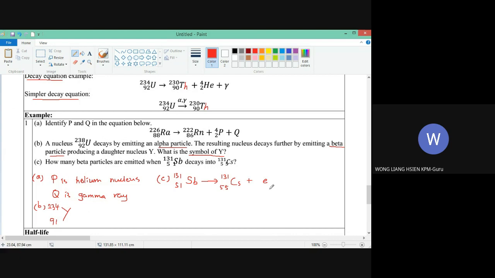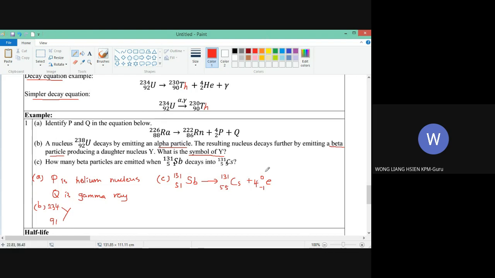How many beta particles? So you see, 51, 55. That means this 51 must plus 4 to become 55. So the number of beta particles must be 4. See or not? 55 plus negative 4 becomes 51. 131 plus 0 is the same as 131. So how many beta particles? 4 beta particles.